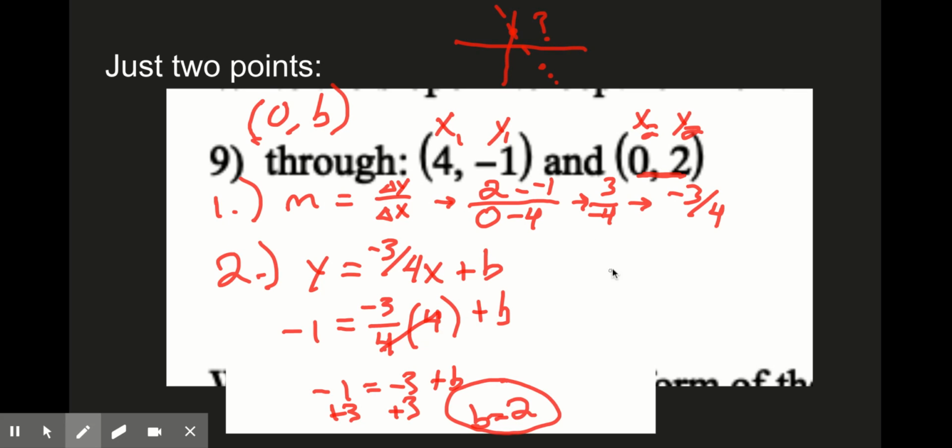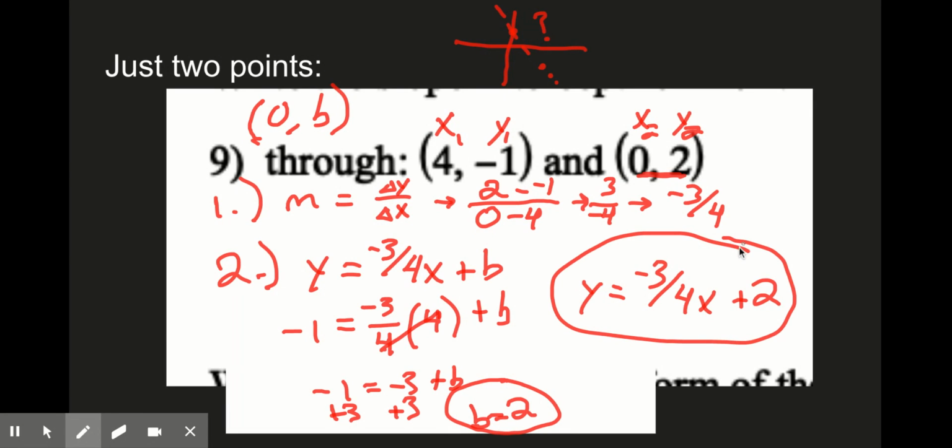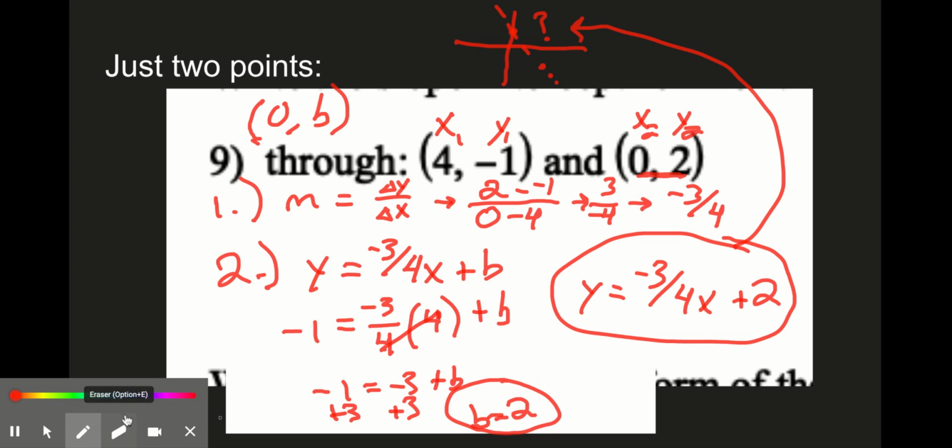All right. So y equals negative 3 over 4x plus 2. That equation would be the equation for this line. So now we get to start making them a little more complicated.